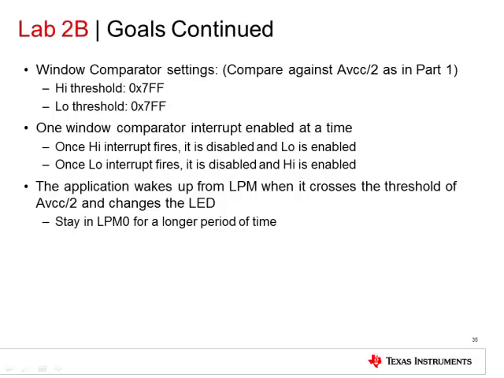Using the window comparator ensures that the CPU does not need to wake up to compare the conversion result and set the threshold value. The ADC only interrupts the CPU if the conversion result is within the specified thresholds. This helps the application maximize the time spent in standby mode.